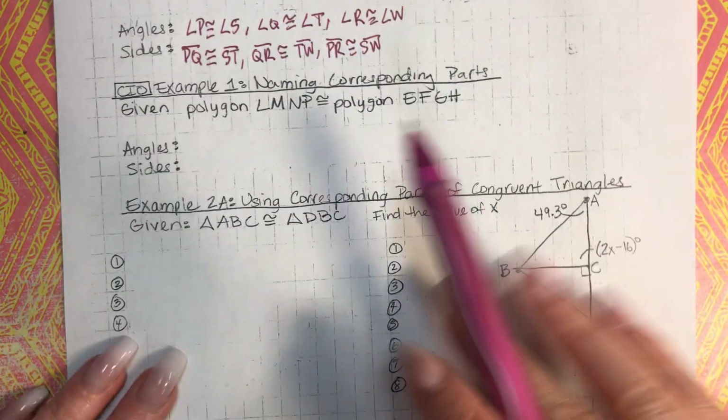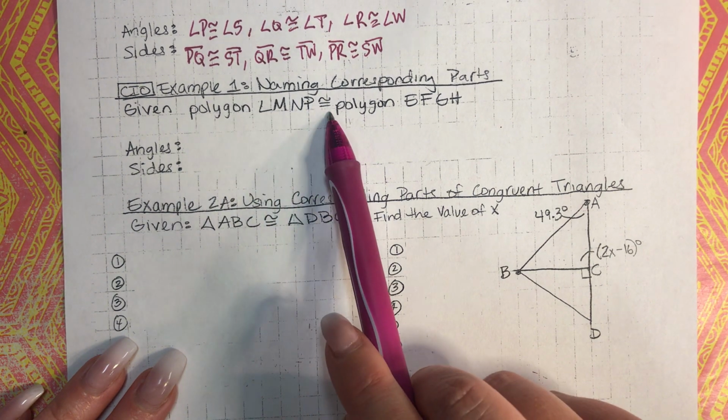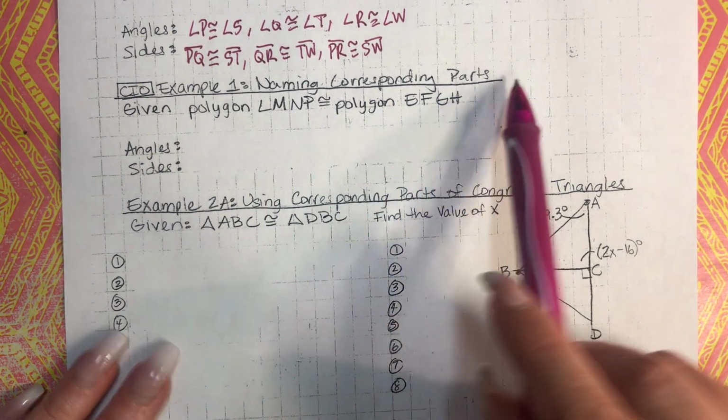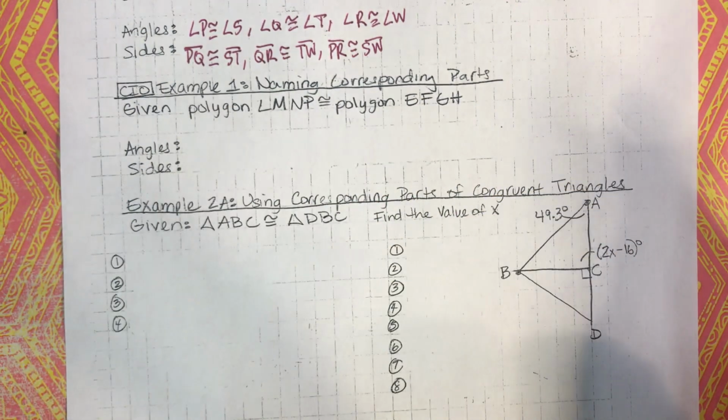All right, now it is time for you. So we have this polygon, LMNP is congruent to polygon EFGH. I want you to go ahead and pause. Try that one out. When you get done, press play and we'll go over it together. All right, see you in a bit.